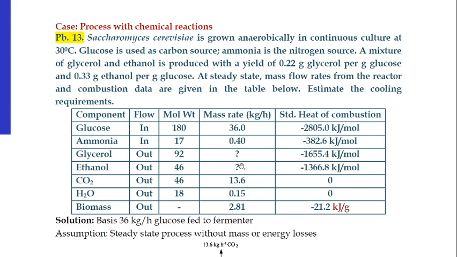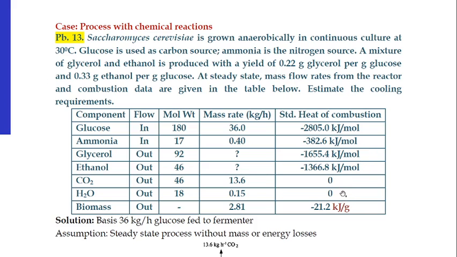So there are two things which are not known to us. Mass flow rate is not given. However, its yield values are given, right? 0.22 for glycerol, 0.33 for ethanol. Biomass molecular weight is not given. Then standard heat of combustion data is given for glucose, ammonia, glycerol, ethanol and biomass. Note that the biomass unit is different for standard heat of combustion compared to the other components.